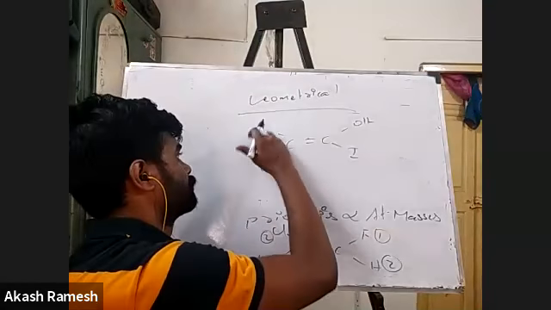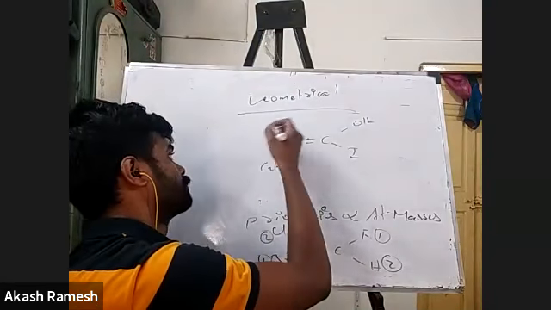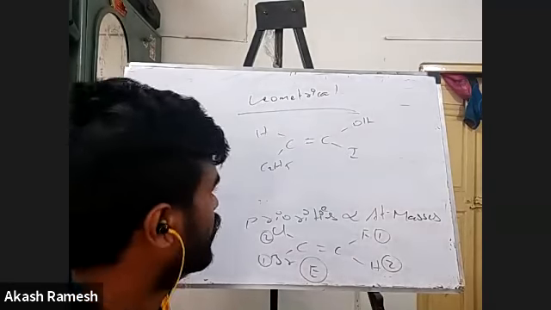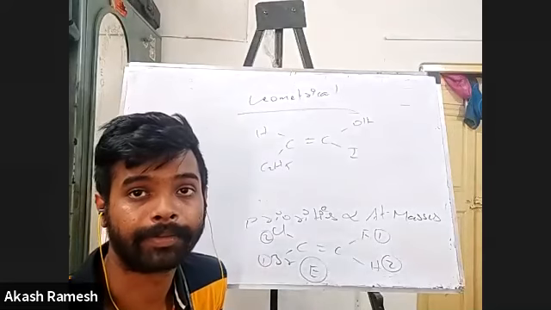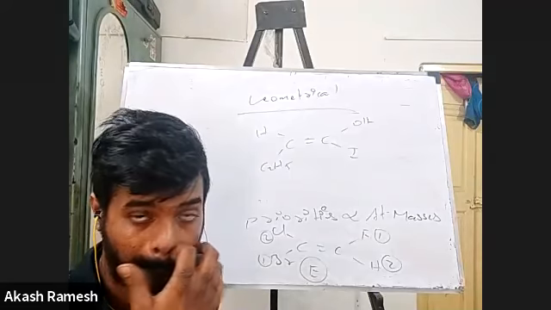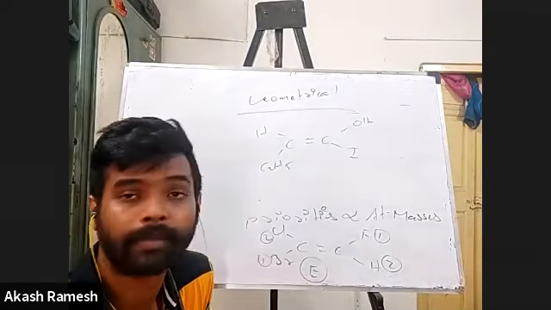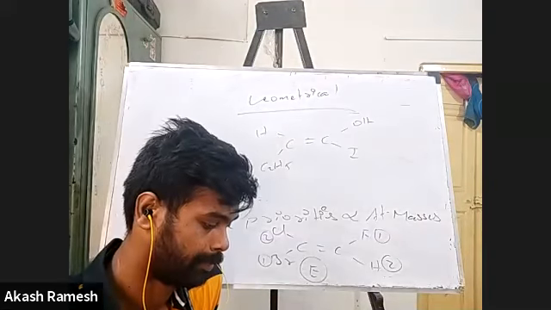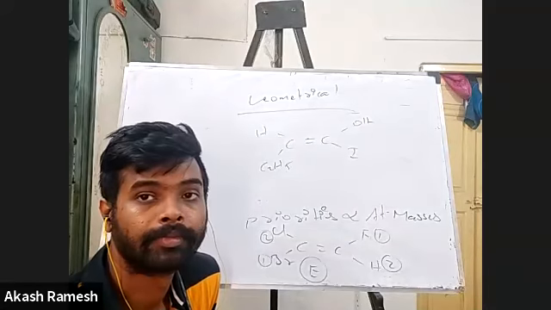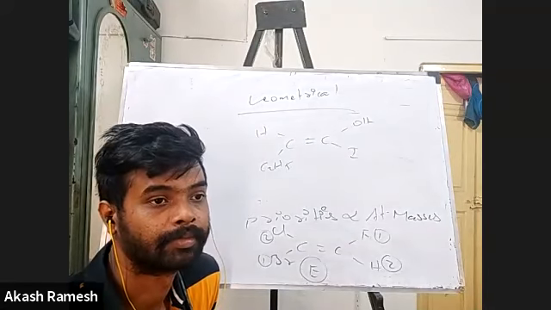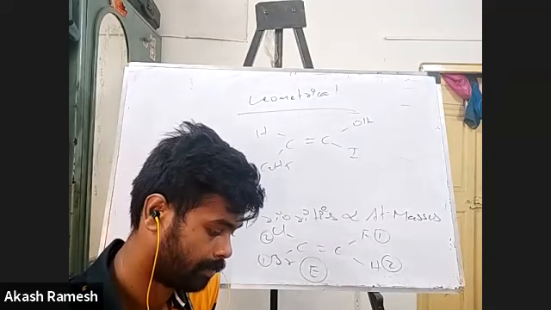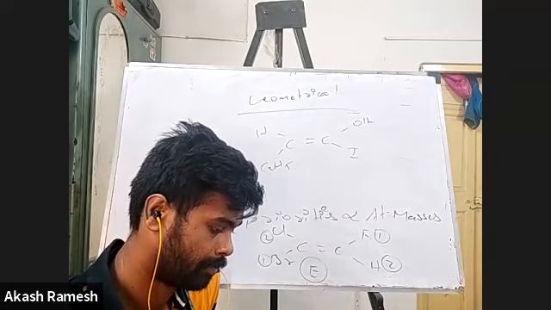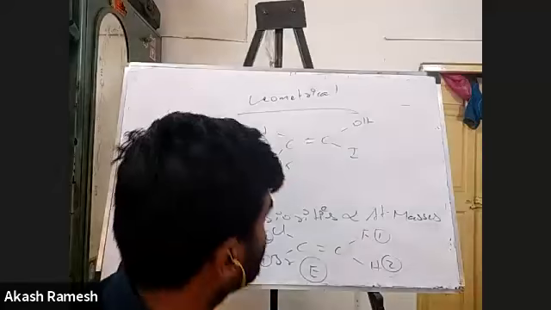Can you do it and tell me whether it's E or Z? This is C2H5, an ethyl group. Z isomer. Sorry, Z isomer. Okay, we'll check.